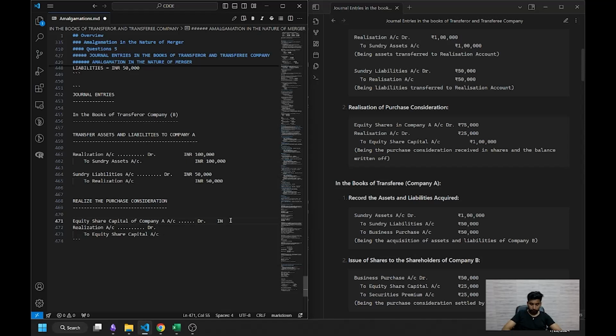Now here, the equity share capital will cost rupees 75,000, which will be 5,000 multiplied by 50. The remaining amount will be taken from the realization in lieu of the entire amount of 1 lakh.